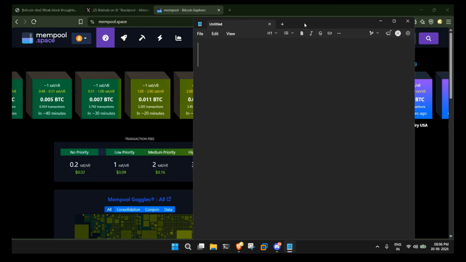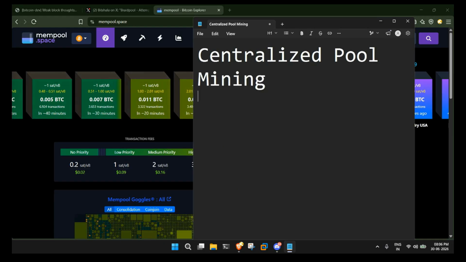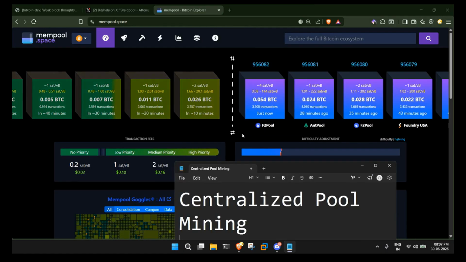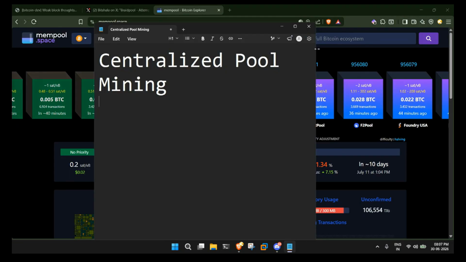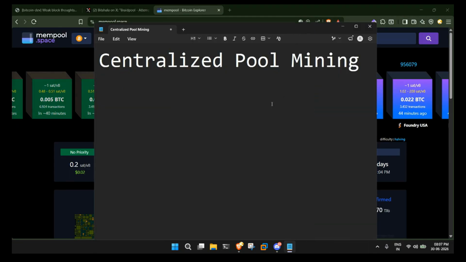Yes. So we have initially discussed centralized pool mining, in which, if you remember, we covered all the centralized pools you are seeing right now on mempool: F2Pool, AntPool, Foundry USA. They might be covering more than 50% of the hash rate of Bitcoin. So if you are a miner, you can point your hash rate to a centralized mining pool and earn rewards.